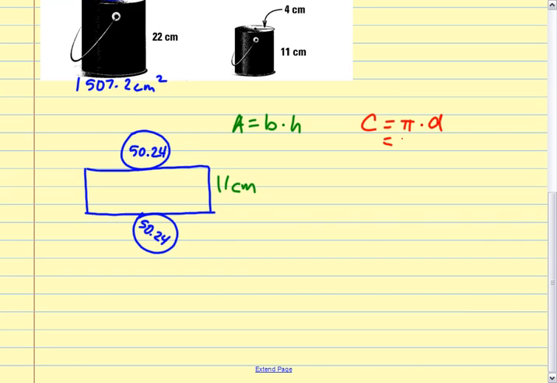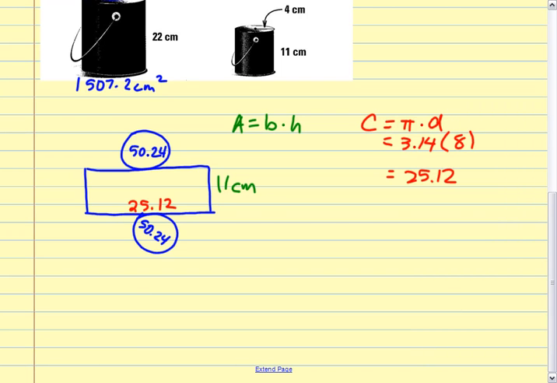Okay, we'll replace pi with 3.14. What's the diameter of this circle? 8. Good. So what is 3.14 times 8, Emily? 25.12. Perfect. Excellent job, Emily. Okay, so the base is 25.12.